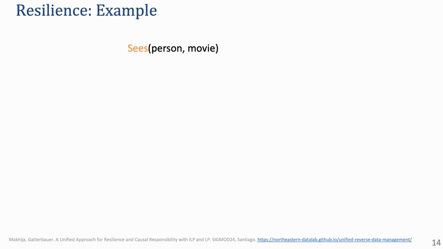So assume you had a table with two columns, person and movie, and the tuple was in there if a person saw a certain movie. You also had access to the buying information of people, so people go and buy items. And you also know about items that were featured in movies.